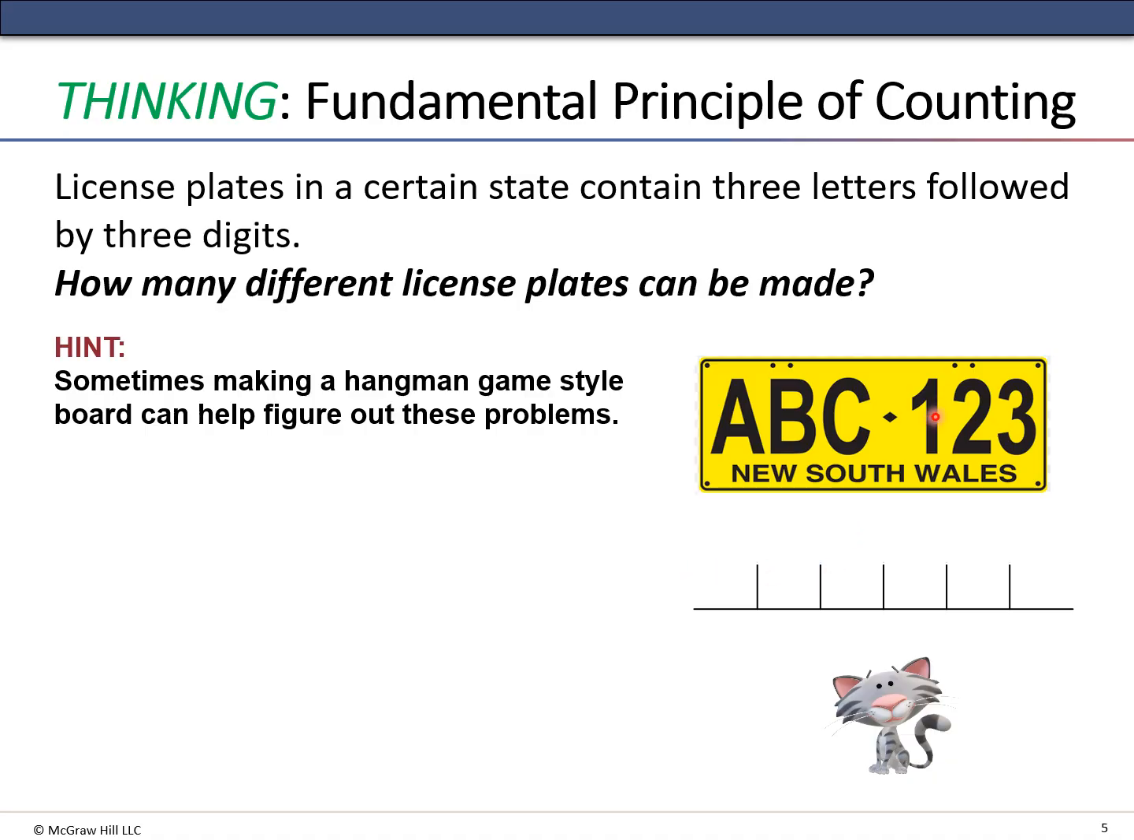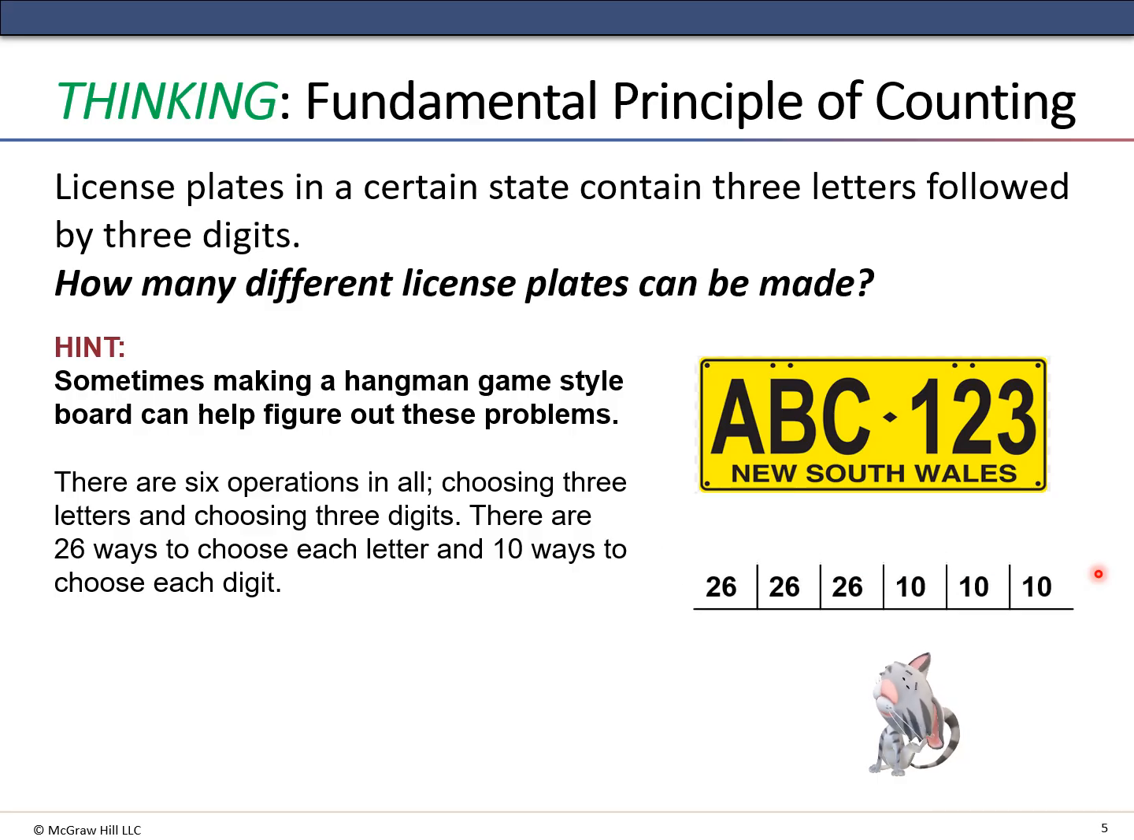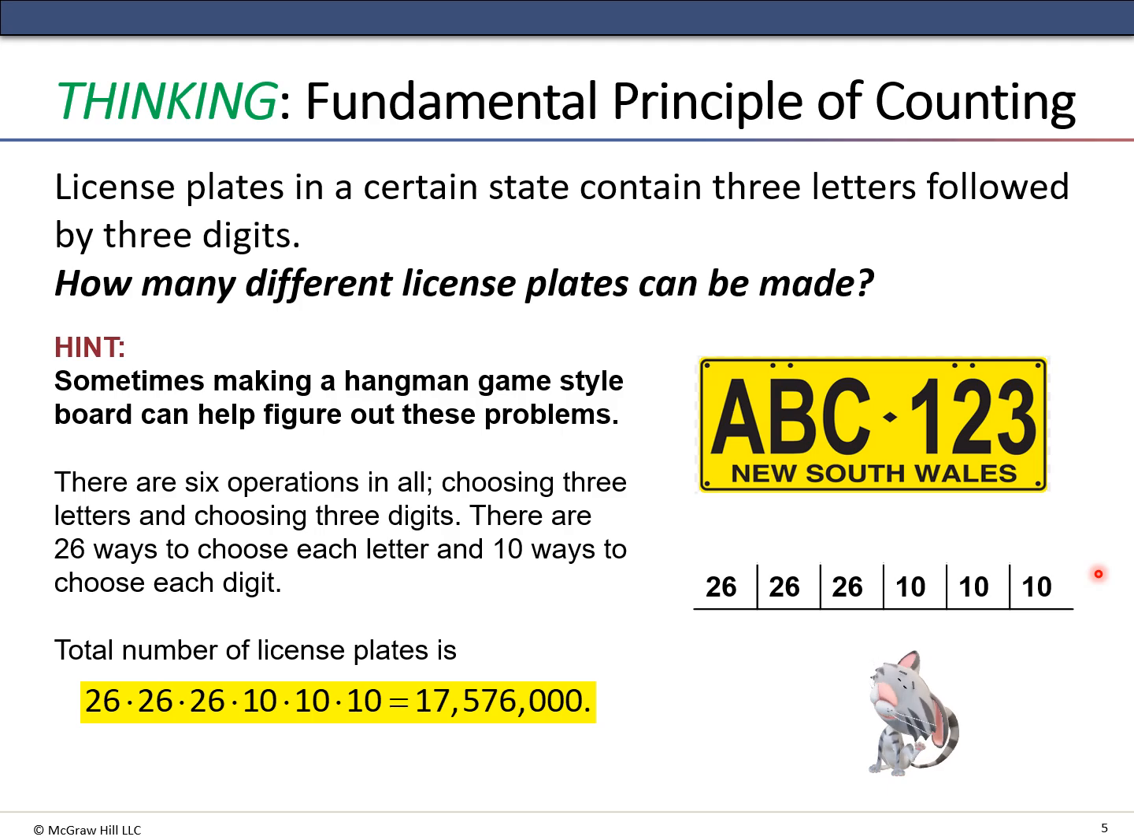Again, this is a product. And then how many digits are there? Well, 0 through 9 is 10 digits, so the last three choices are 10 digits each. So when we multiply all of these numbers out, 26 cubed times 10 cubed, we get 17,576,000 different license plates. It's shocking how quickly the number of possibilities grows, even in a small thing like this. With just a 6-character license plate, alpha and numeric, we have over 17 million different possibilities.